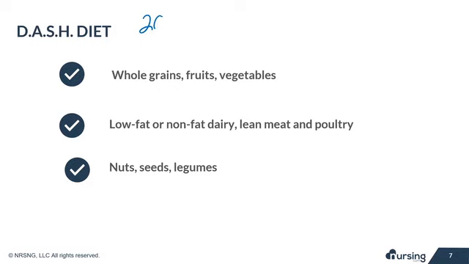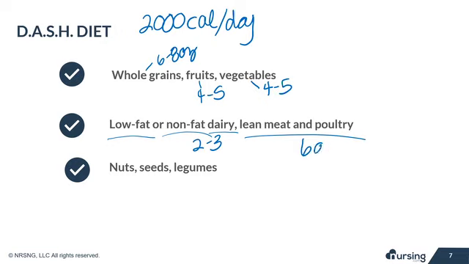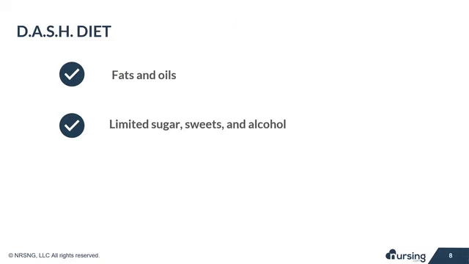If you're looking at a 2,000 calorie a day diet, the number of servings for whole grains would be about 6 to 8 ounces a day. Fruits would be 4 to 5 servings, and vegetables would also be 4 to 5 servings. Dairy, both being low-fat or non-fat, is approximately 2 to 3 servings a day, and for the lean meat and poultry, it's no more than about 6 ounces. And then nuts, seeds, and legumes for the 2,000 calorie a day diet would be about 4 to 5 servings a week.